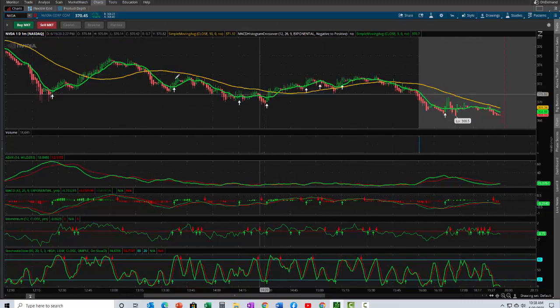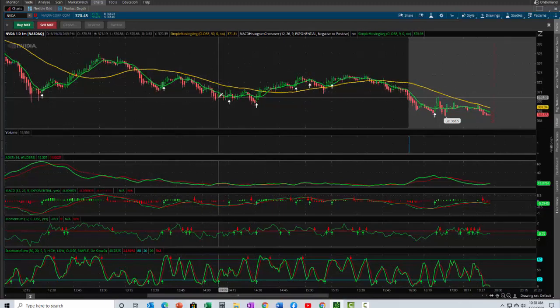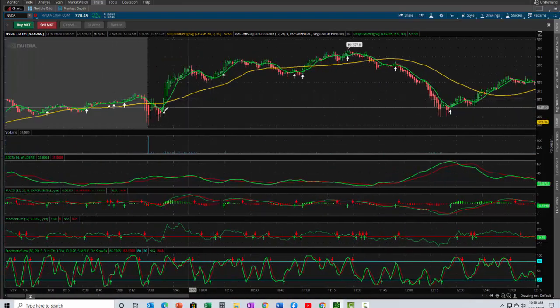People will try and day trade this stuff all day long and wonder why as soon as they buy it, it falls, as soon as they buy it, it falls, and they lose money day trading. It's because there's no momentum behind the trade, so there's nothing for them to do.